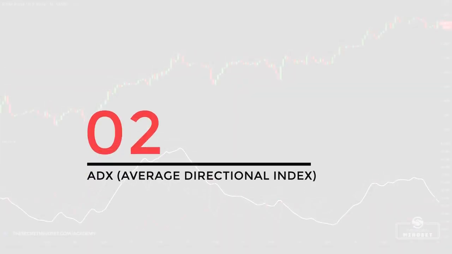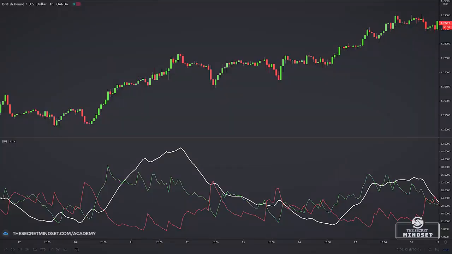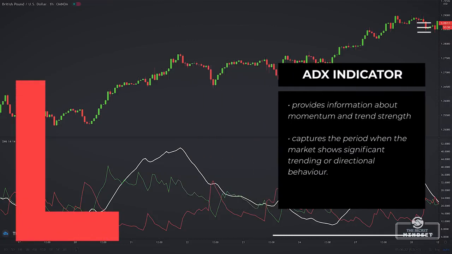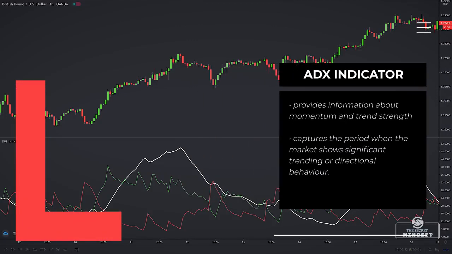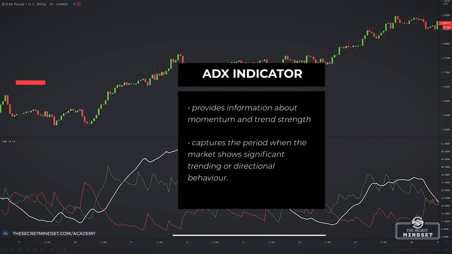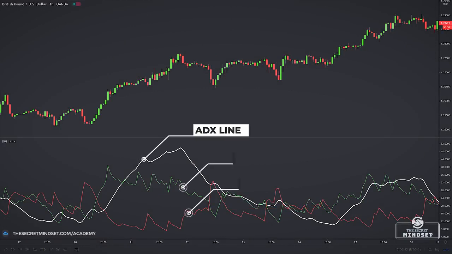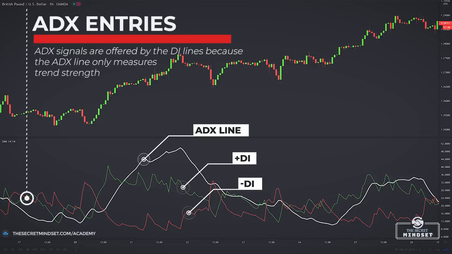The second indicator is ADX. The ADX provides information about momentum and trend strength. Since the market is in a strong trend only about 30% of the time and in a sideways range about 70% of the time, this indicator is used to capture the period when the market shows significant trending or directional behavior. The ADX indicator comes with three lines, the general ADX line and the two directional lines. The entry signals are offered by the DI lines because the ADX line only measures trend strength.